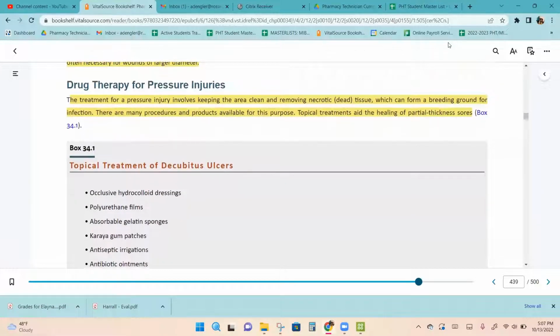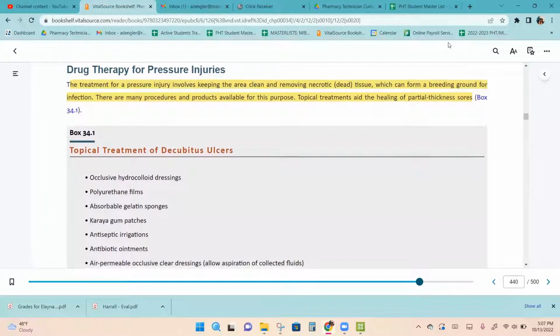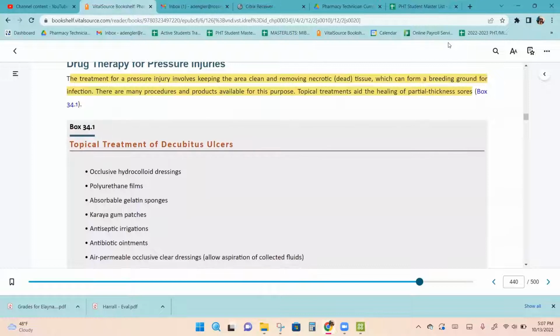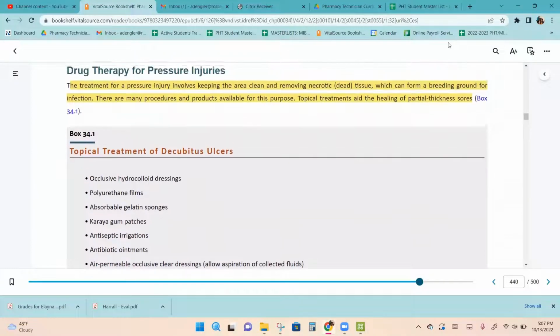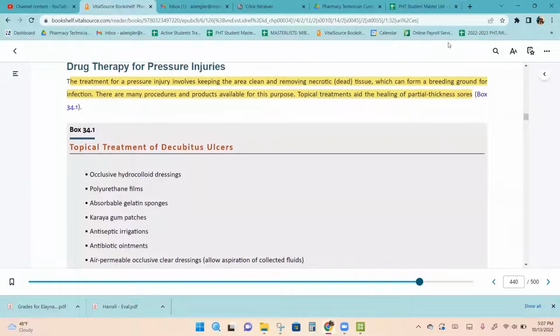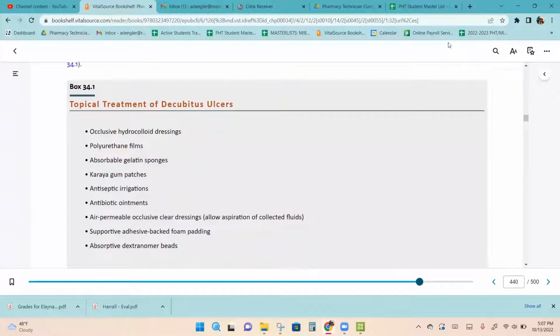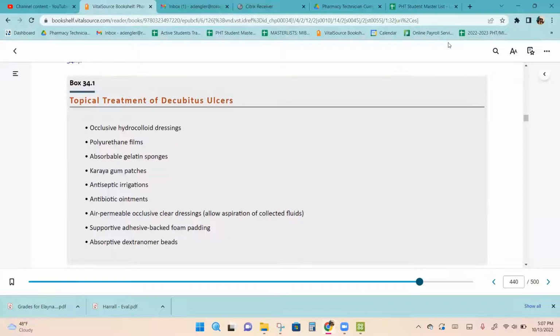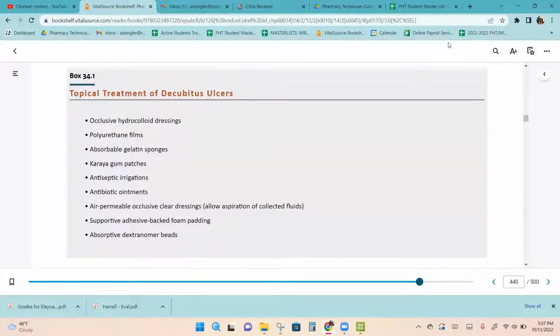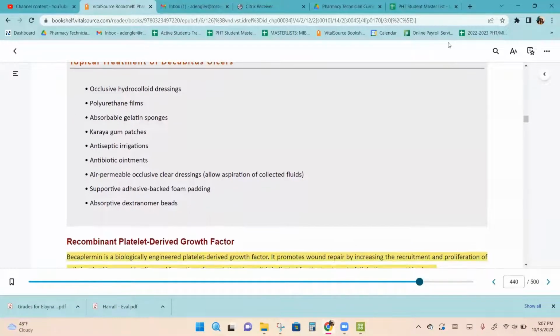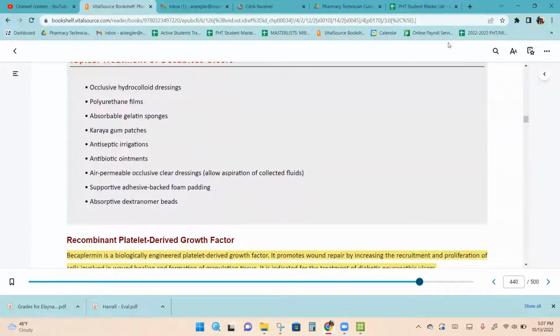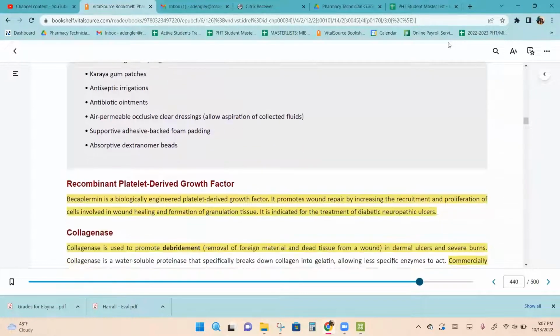The treatment for a pressure injury involves keeping the area clean and removing necrotic dead tissue, which can form a breeding ground for infection. There are many procedures and products available for this purpose. Topical treatments aid the healing of a partial thickness sore. So box 34.1 lists topical treatments for decubitus ulcers. Some of them you might recognize, like antibiotic ointments.